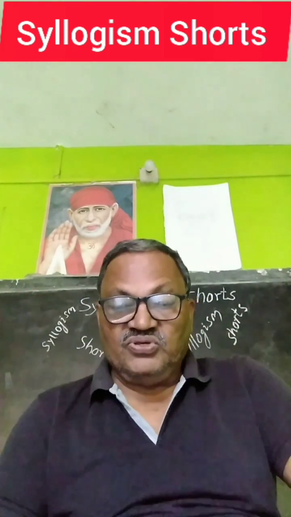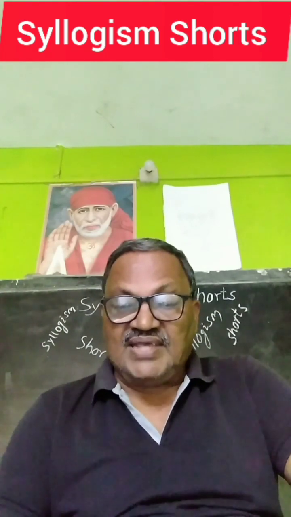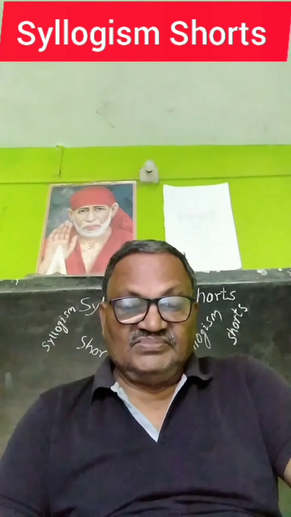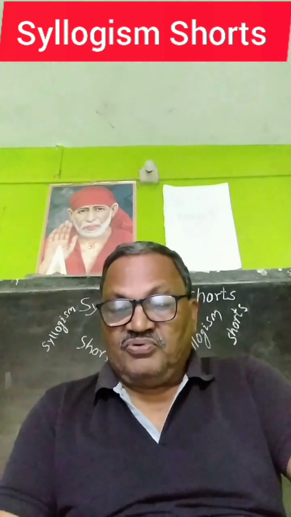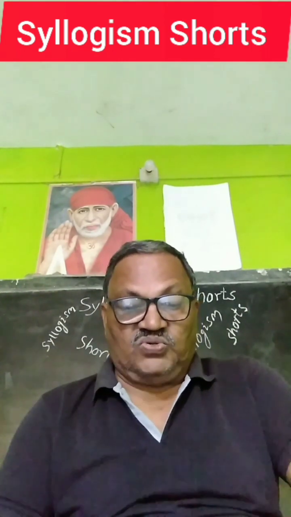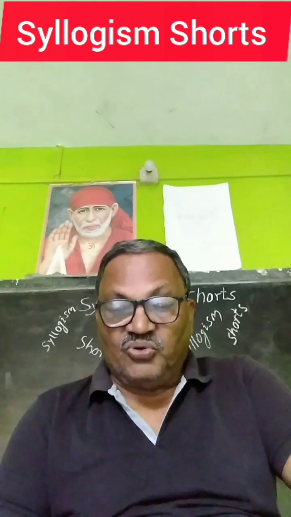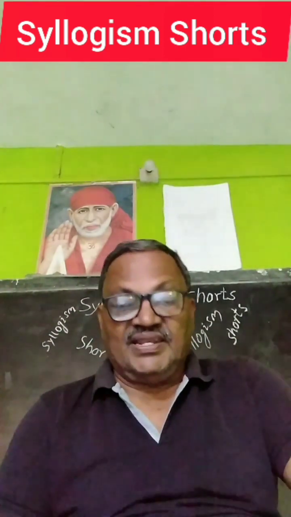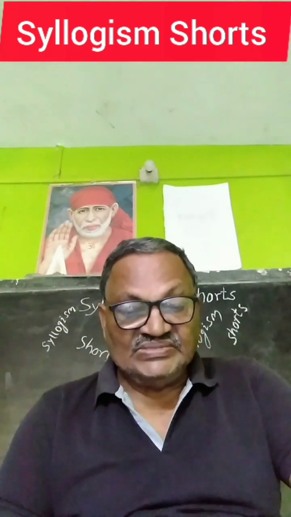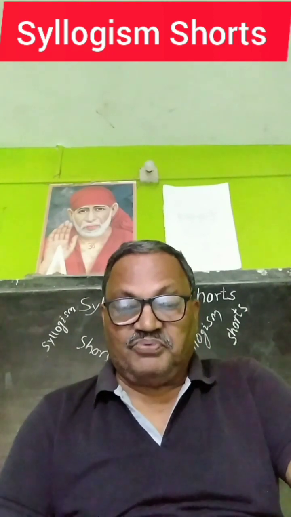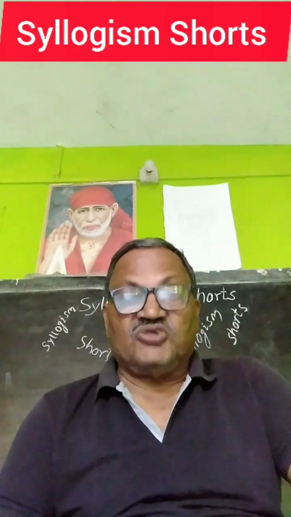The weakened modes in the first figure are Barbari and Celaront. The subaltern modes in figure 2 are Camestros and Cesaro. There is no subaltern or weakened mode in the third figure. The subaltern mode in the fourth figure is Camenos.